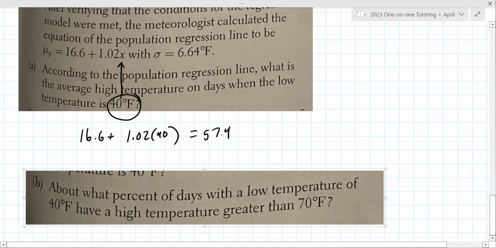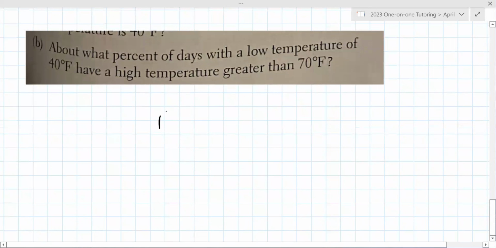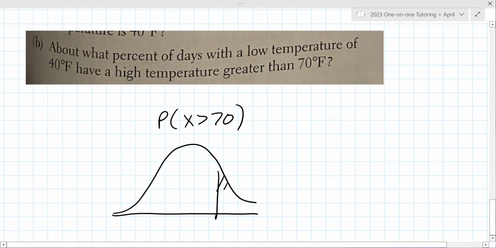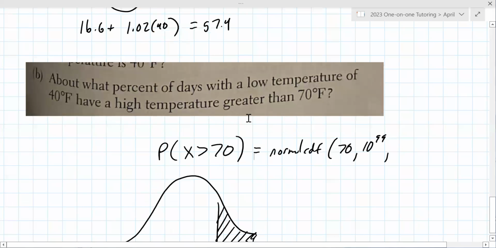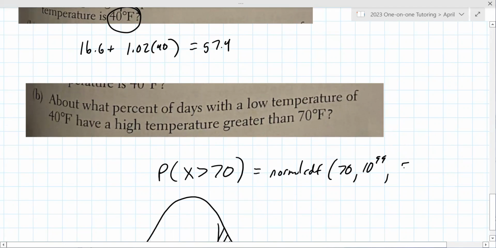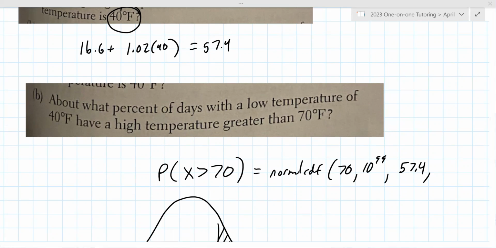About what percent of days with a low temperature of 40 degrees have a high temperature greater than 70? So this is the probability that X is greater than 70. If we're looking at the curve here again, it's 70 to infinity basically. So this is a normal CDF situation. 70 to 10 to the 99. And then we need our mu and sigma here. Your mu comes from what you just calculated, 57.4, and your sigma is the given value of 6.64.